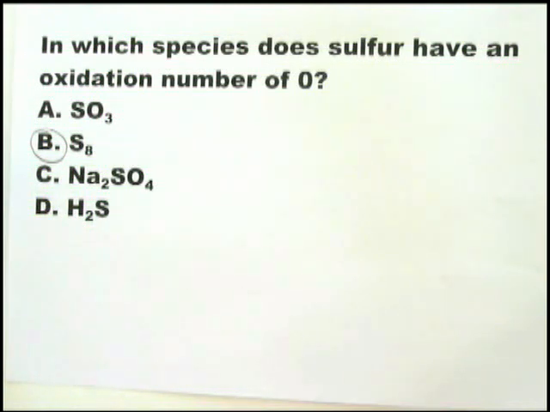This is another one of these problems where you should take advantage of it because it is so easy. Just remember that an element in its elemental state has an oxidation number of 0, and that's all you're looking for. And take advantage of these simple problems so that the time saved can be used more profitably for the more complicated problems later on in paper 1.